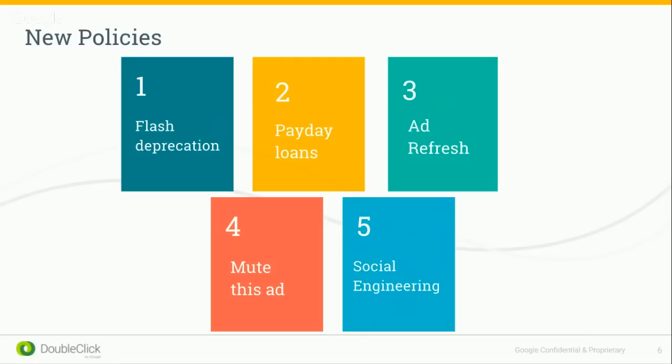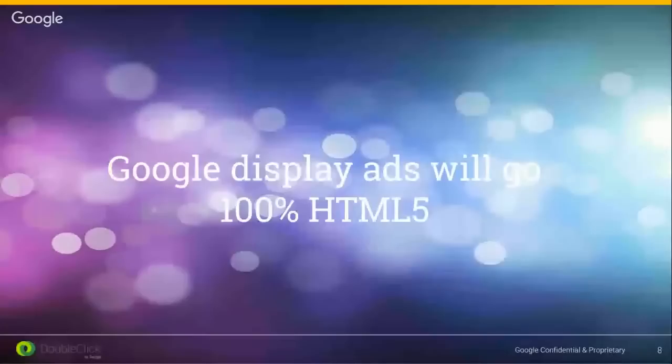So we have a couple of policies that we're going to go over today, and these are the flash deprecation reminder, payday loans, ad refresh, mute this ad, and social engineering. So let's start with flash deprecation. Over the last year, we've rolled out tools to encourage advertisers to build in HTML5, so you're able to reach the widest possible audience across screens.